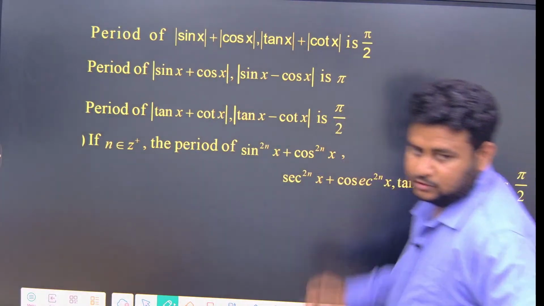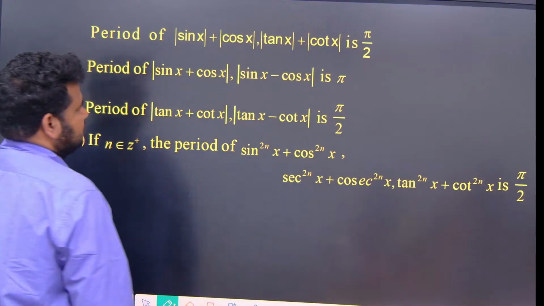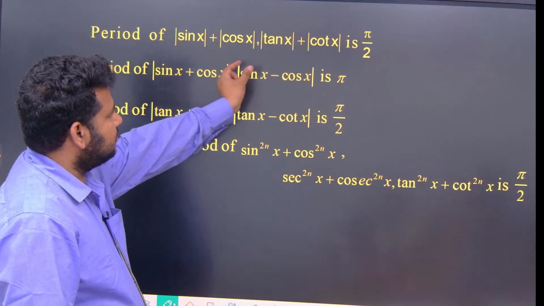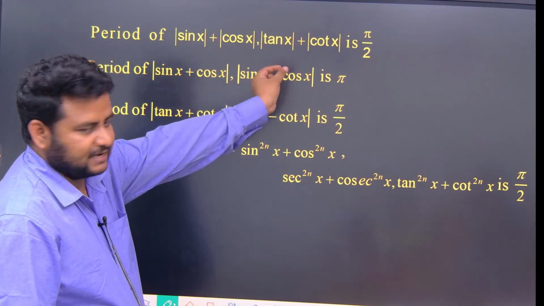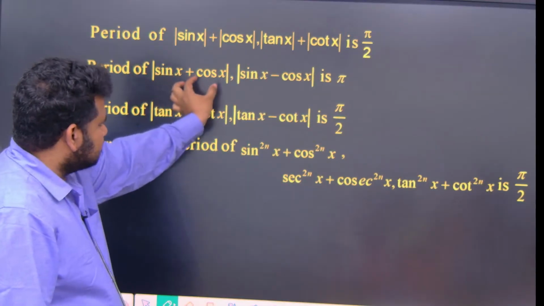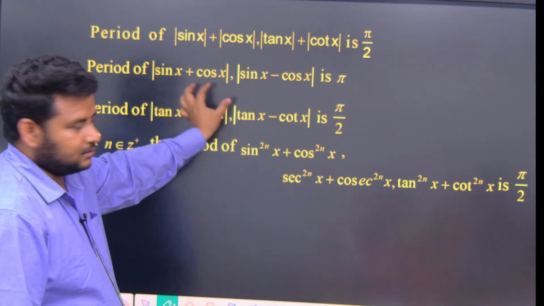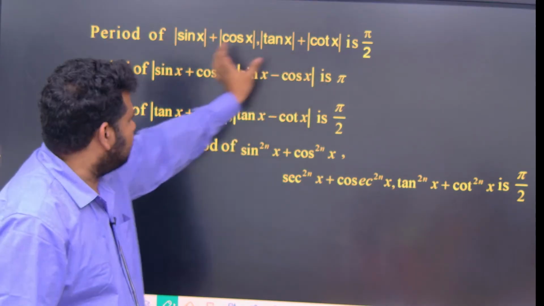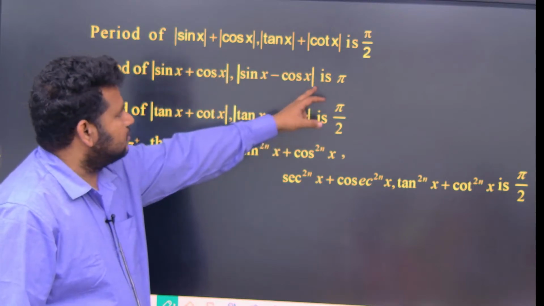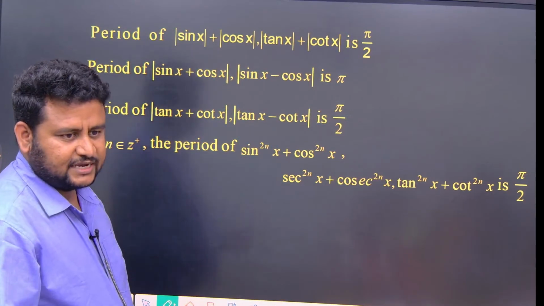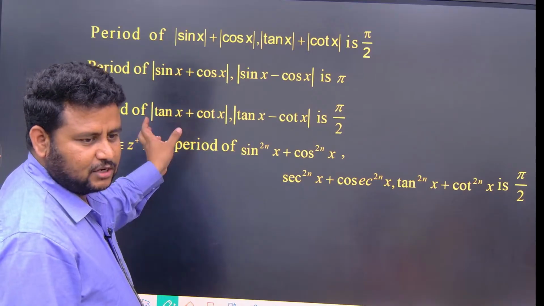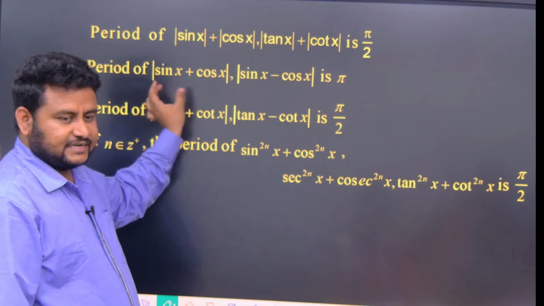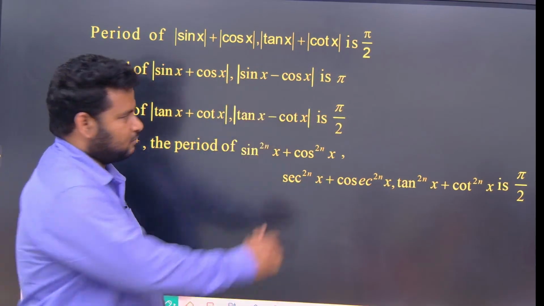Now see here, make a note. The period of mod sin x plus mod cos x, and mod tan x plus mod cot x, is pi by 2. But if it is modulus of sin x plus cos x, pi by 2 plus pi by 2, this will be pi. So separately modulus means it is pi by 2, but if combined, it is pi. Sin and cos separately modulus is pi by 2, but modulus of sin x plus cos x, modulus of sin x minus cos x, is pi.